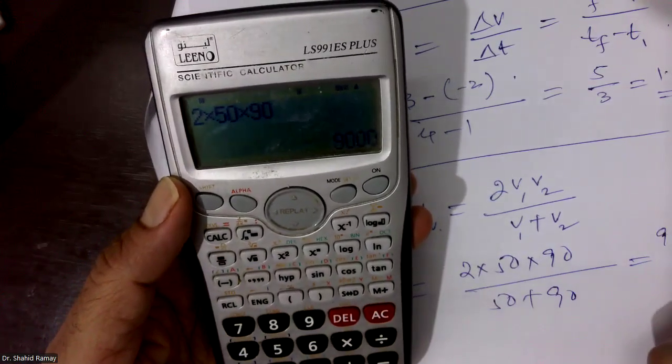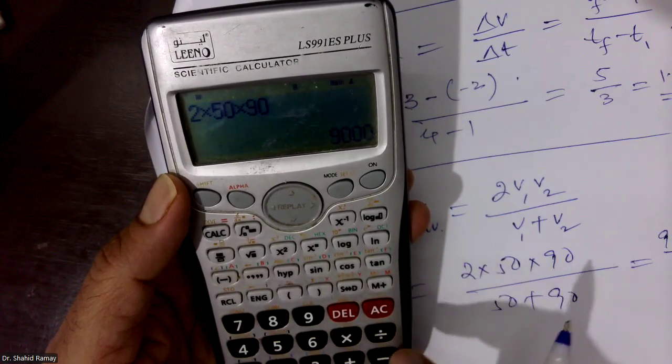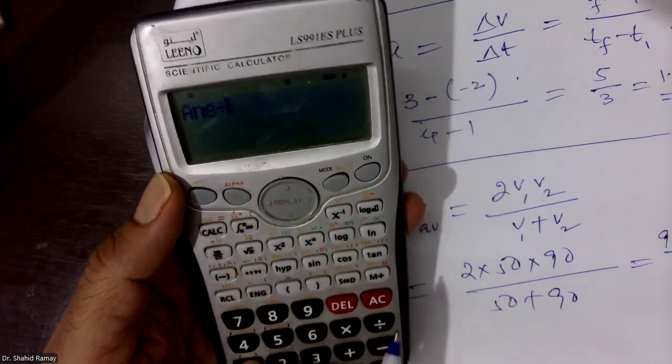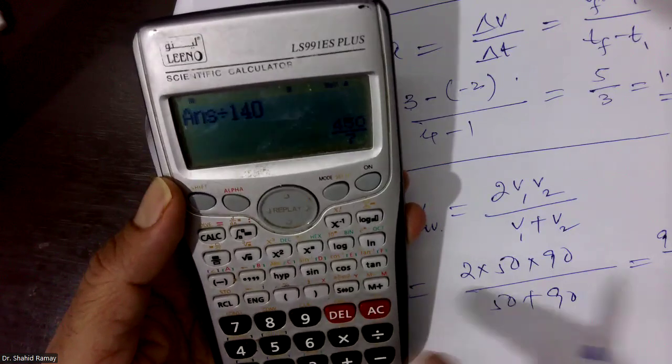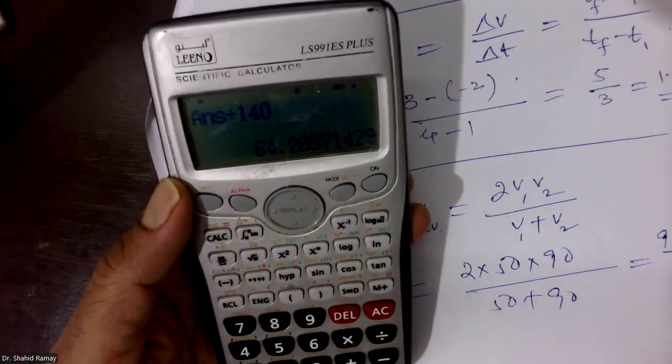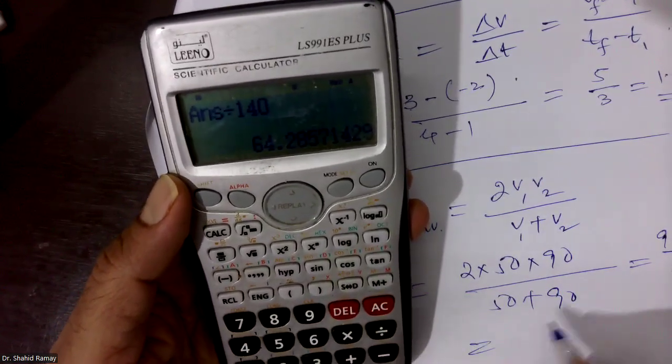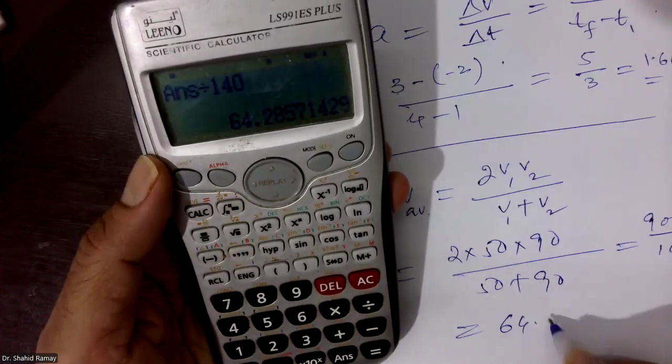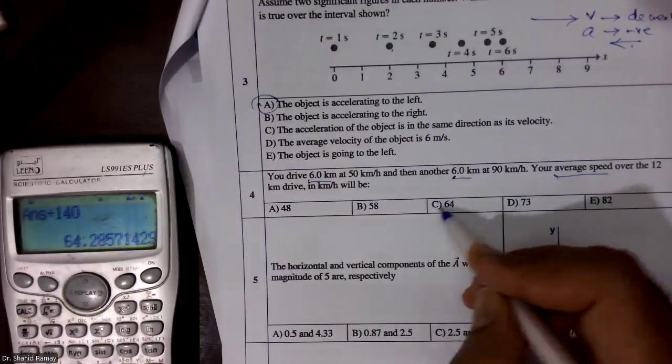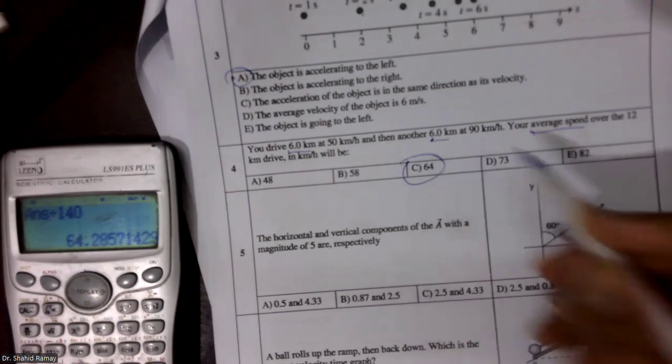This is 9,000 divided by 140. And this is equal to 64.28. So this is the answer. So in this way, you can solve this value is 64.